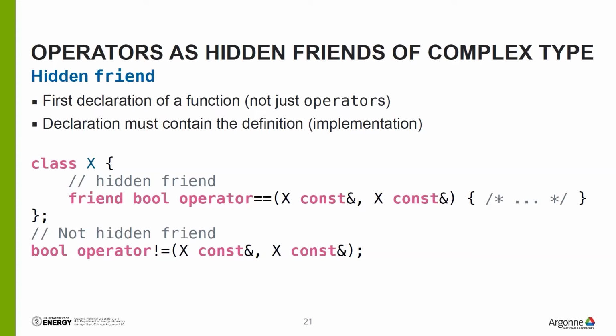So the way you do a hidden friend in C++ is it has to be the first declaration of a function. It's not just operators. Any function will do. Swap is another typical one that gets used. And the declaration must contain the definition. It must be inline there. So in this example for class X, operator equals is a hidden friend, operator not equal is not a hidden friend.